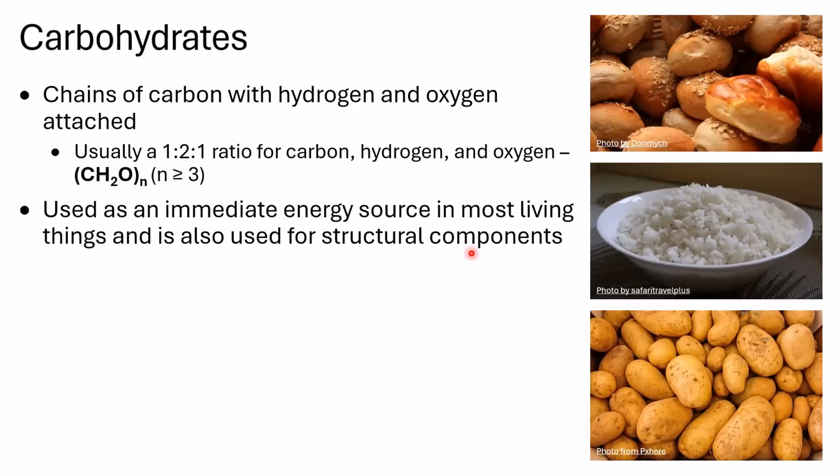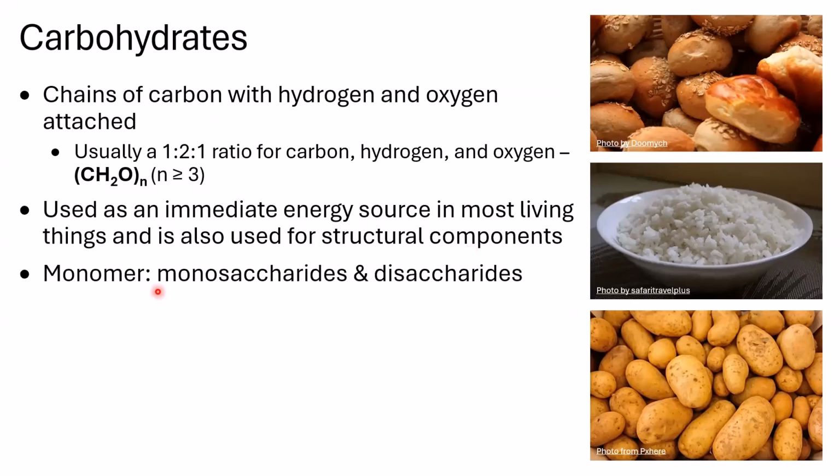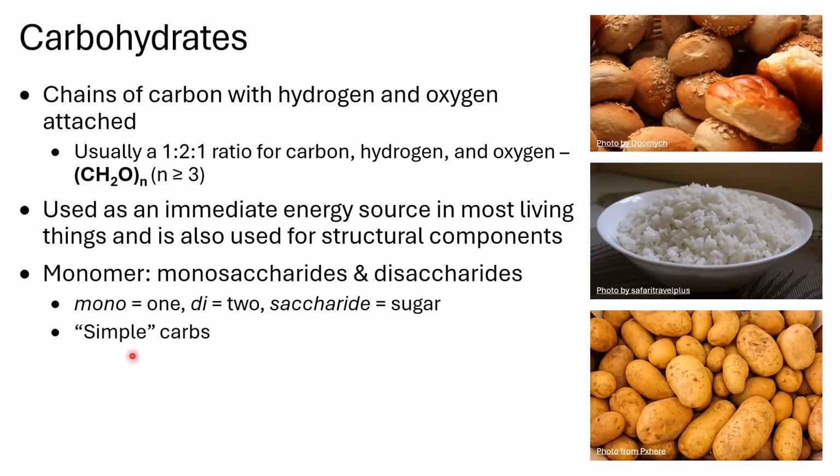Like most macromolecules, carbohydrates have a monomeric form and a polymeric form. Carbohydrate monomers include both monosaccharides and disaccharides. Mono means 1 and di means 2. Saccharide means sugar, which is why we generally equate carbohydrates with sugar. The monomers are what we are referring to when we talk about simple carbohydrates.